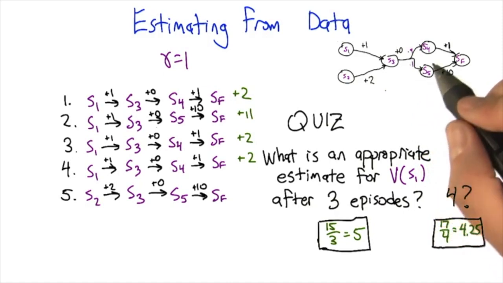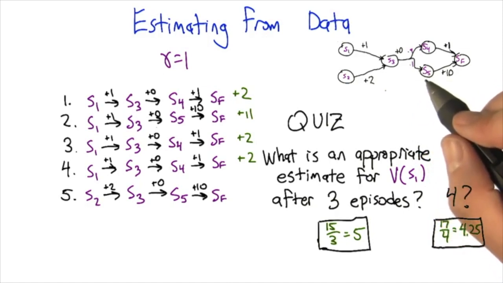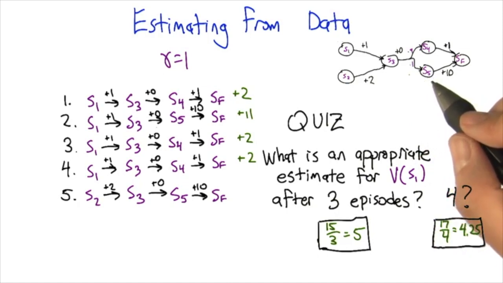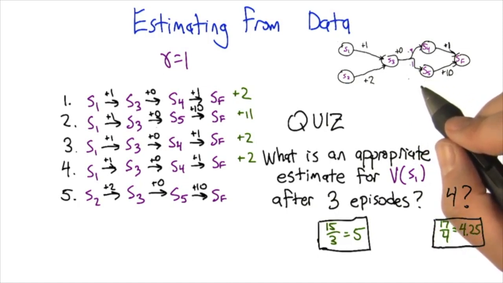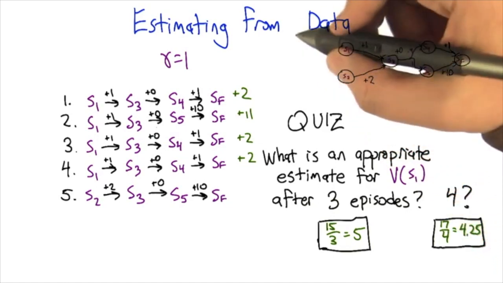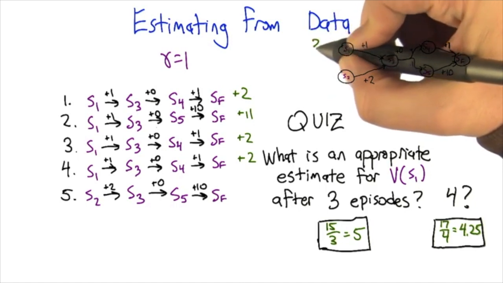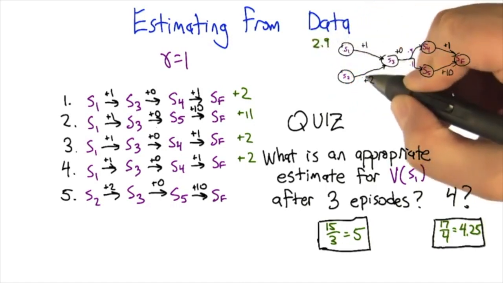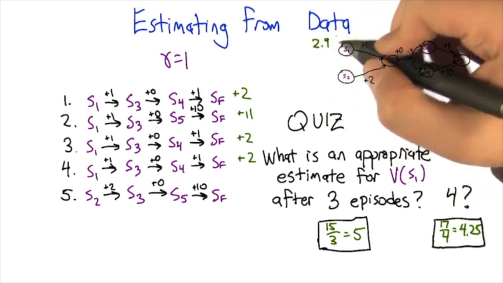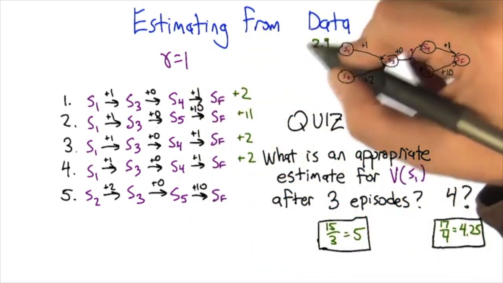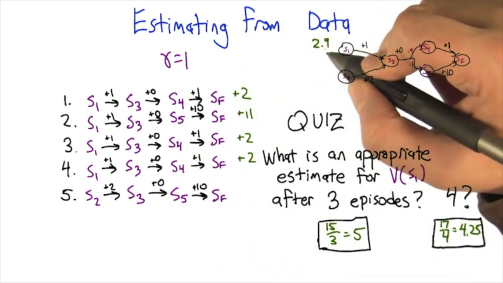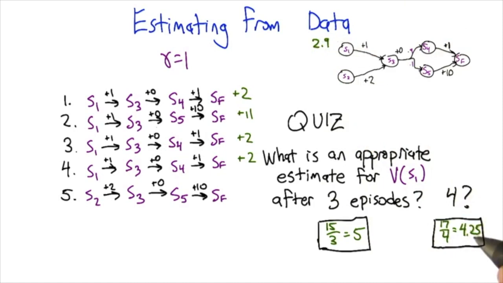Okay, well, can I ask you a question? Sure. I'm curious how close we came, because going from episode 3 to episode 4, you went from 5 to 4.25. That's kind of a big jump. So do you remember from the last quiz what the value of S1 was? I think it was 2 point something. 2.9, that's right. Yeah, so in principle, with an infinite amount of data, we should get 2.9 as our estimate for S1. In this particular case, we're actually a little bit high. Why do you suppose we're a little bit high?